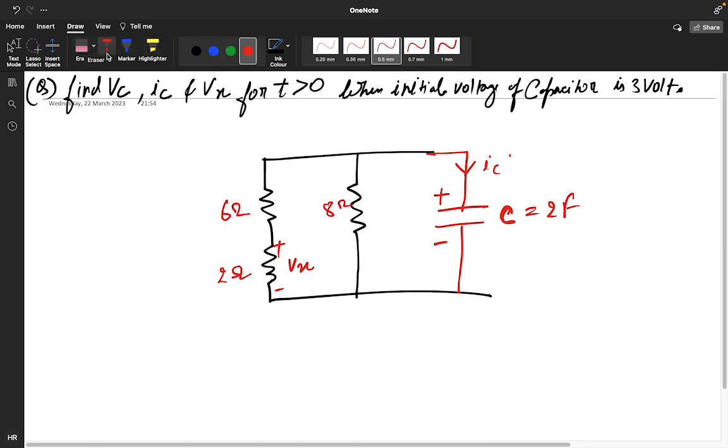Guys, let me tell you, assume the Ic value is in this direction only. And this is your positive negative Vc value. So this is your question, and you need to find the Vx value, Vc value and Ic value. You have to find this Vc value, Ic value, Vx value.